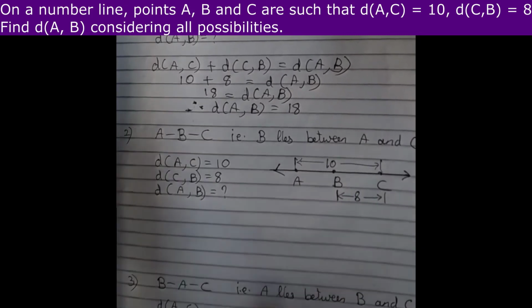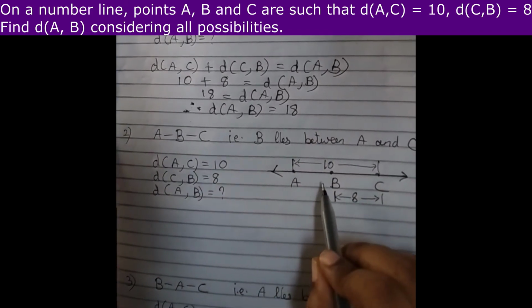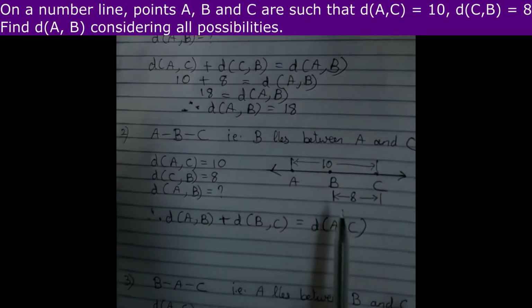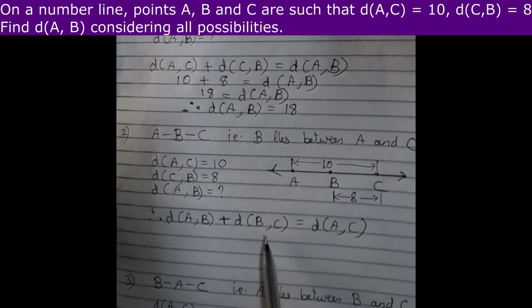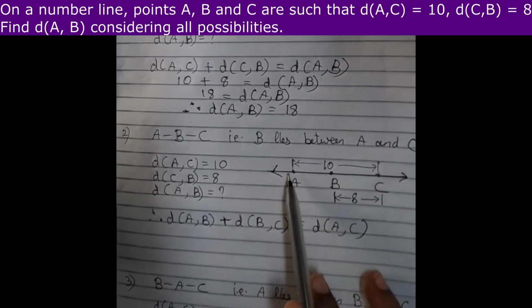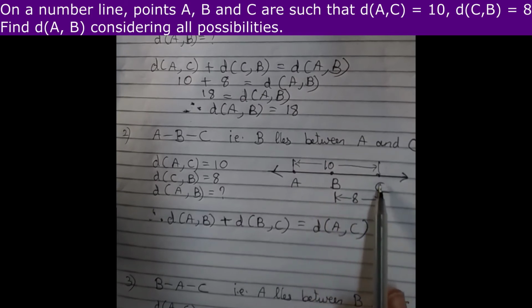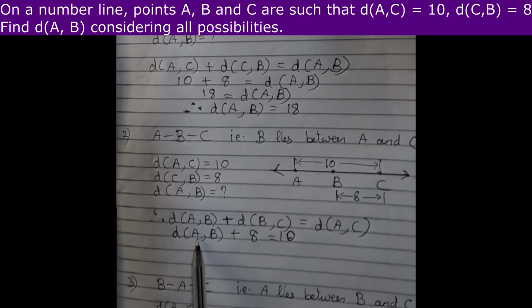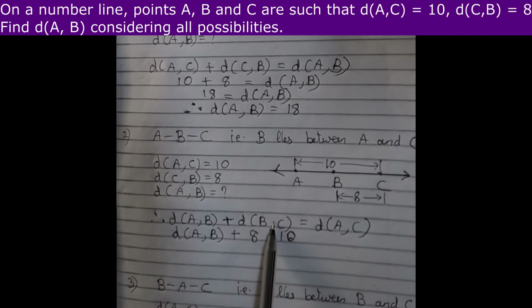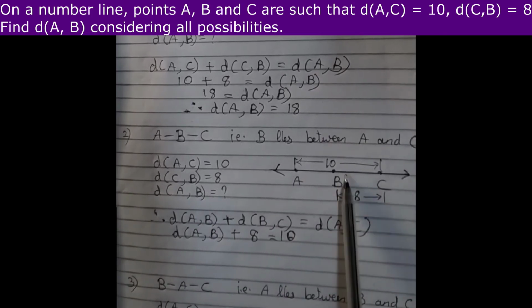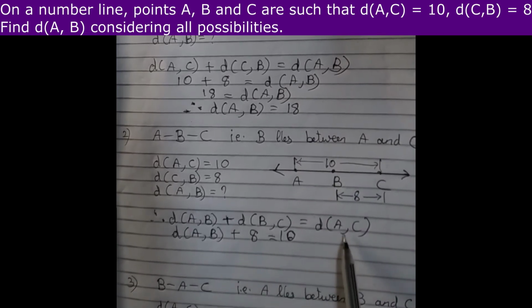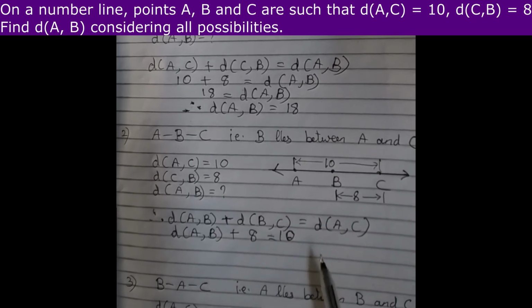In this case the formula will be distance AB plus distance BC equals distance AC. Now distance AB is not given, so we will keep it as it is. Distance BC is how much? 8. BC and CB are one and the same. So 8 equals distance AC, which is 10, as given here.